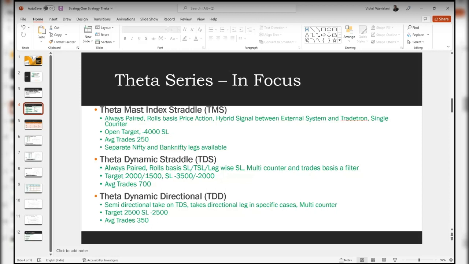There's an open target, and there's a 4,000 rupees SL. We have an average of 250 trades per month. There's a separate Nifty and Bank Nifty strategy available as well.